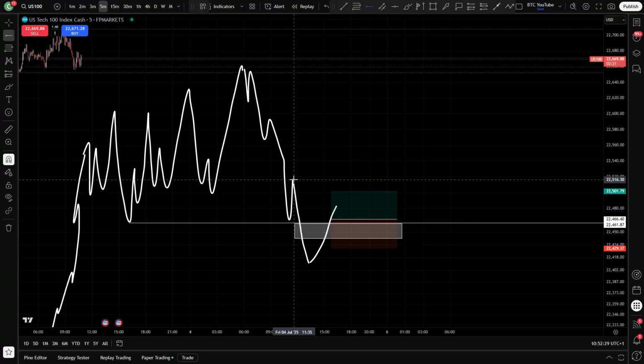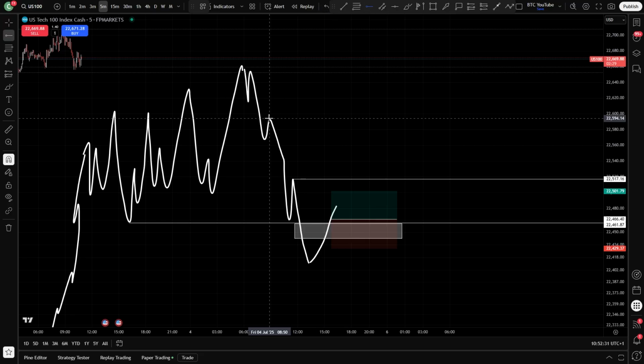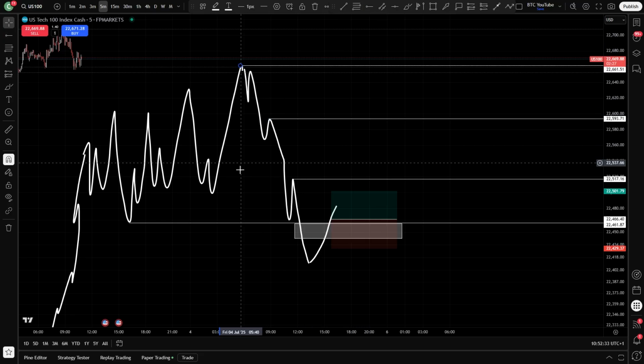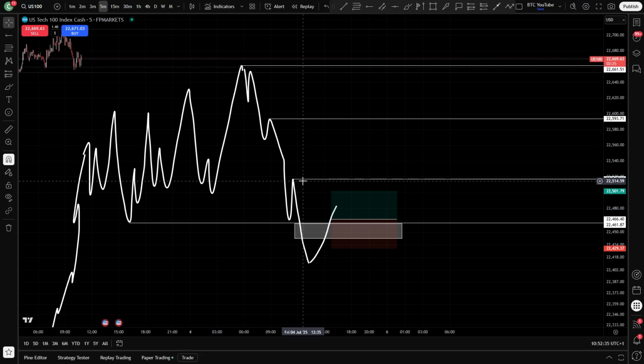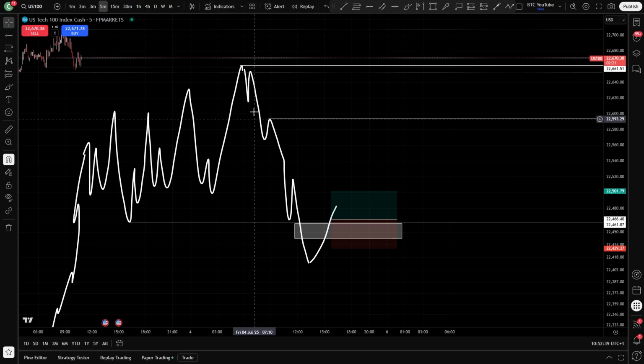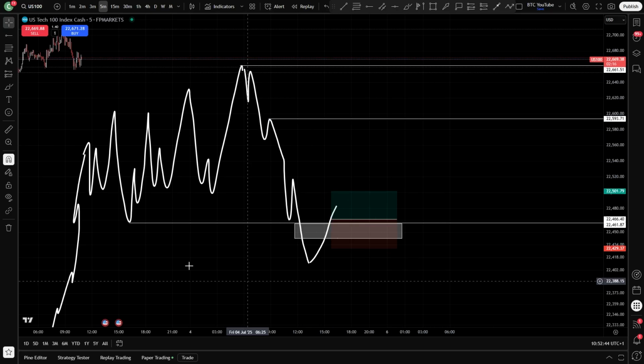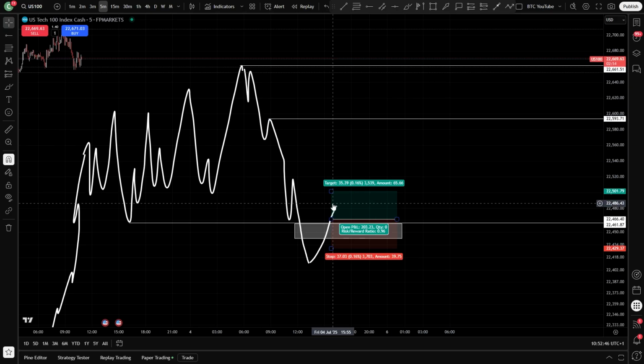And then generally speaking, I do like to leave some runners to liquidity targets like this. I'd most likely, because this is so close to a 1-to-1 here, I'd probably just leave this at a 1-to-1, go break even after, and then target this next liquidity point and the high of day for runners. And this is the strategy. Very simple, very easy to do.